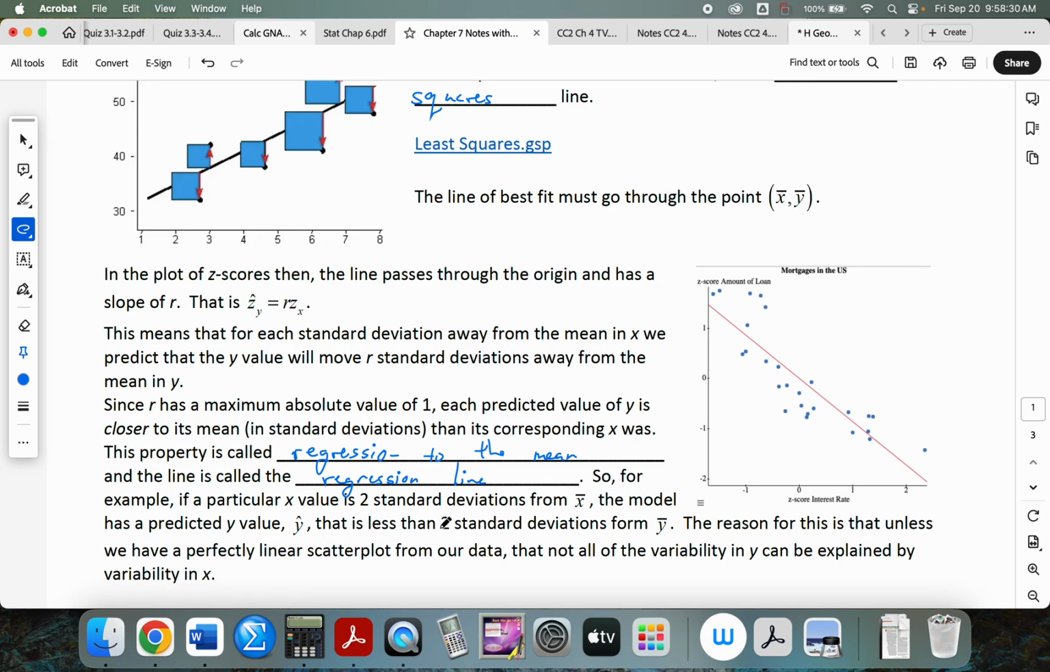All right, so here I've given another example. If a particular x value is 2 standard deviations away from x bar, the mean in x, the model has a predicted value for y hat that is less than 2 standard deviations from y bar. So however much x varies in standard deviations from the mean in x, we think y will vary less than that many standard deviations. The reason for this is unless we have a perfectly linear scatter plot from our data, not all the variability in y can be explained by the variability in x.